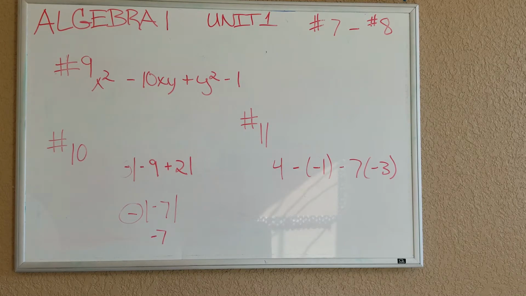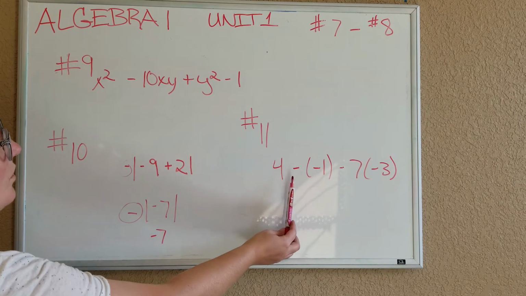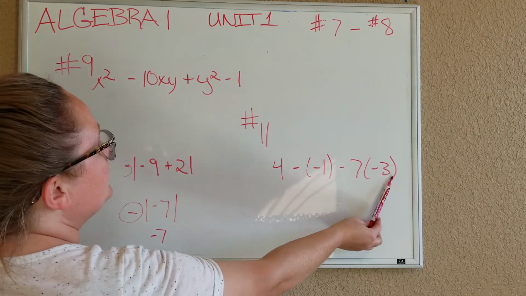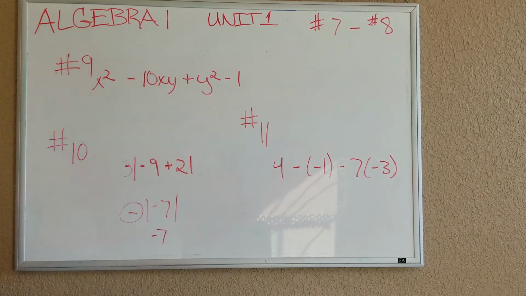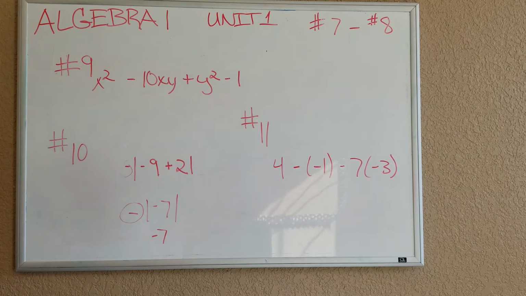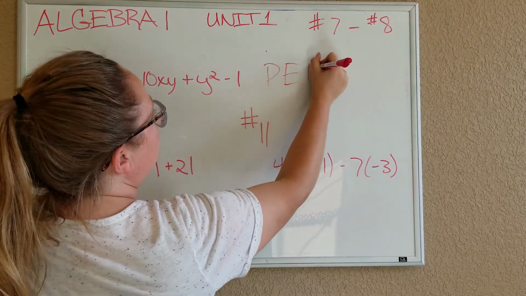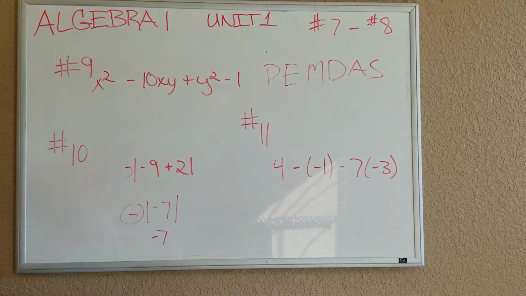Number 11 over here is the order of operations. Okay, so it says 4 minus negative 1 minus 3 times negative 7. There's no sign between the number and the parentheses, so that means it's multiplication. So remember, in our order of operations, we use PEMDAS. So first you check for any parentheses.